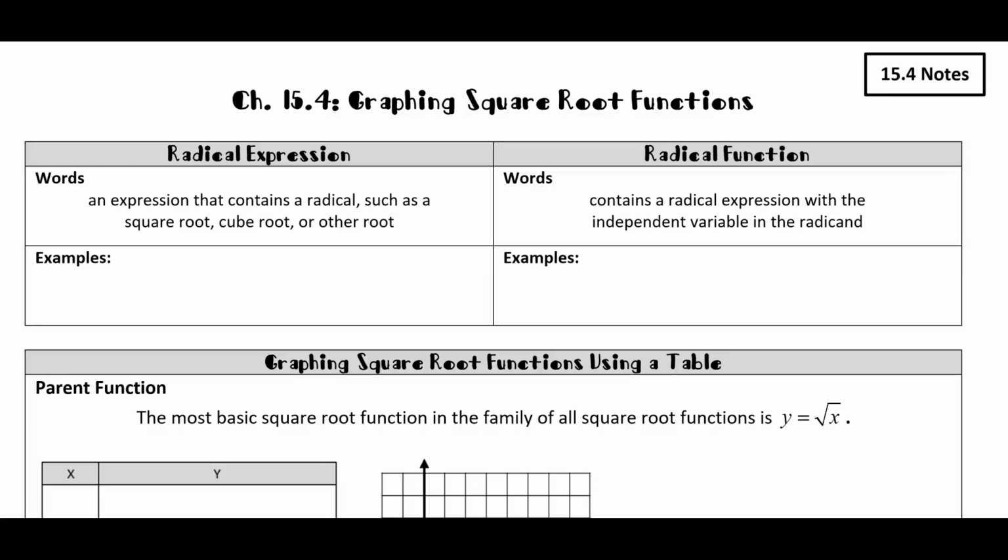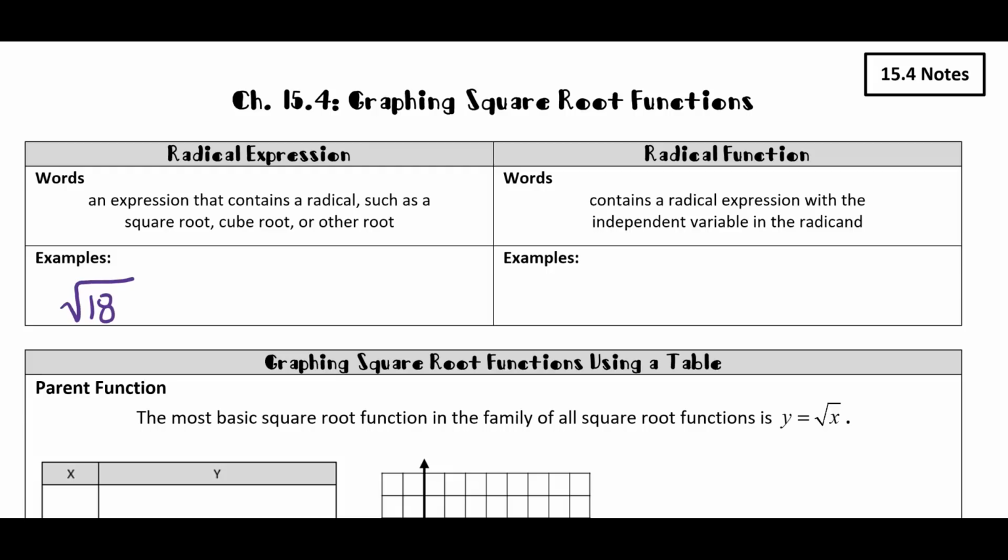This lesson is on graphing square root functions. So the first thing we're going to look at is the difference between a radical expression and a radical function. A radical expression is an expression that contains a radical, such as a square root, a cube root, or another root. So for example, something like the square root of 18.